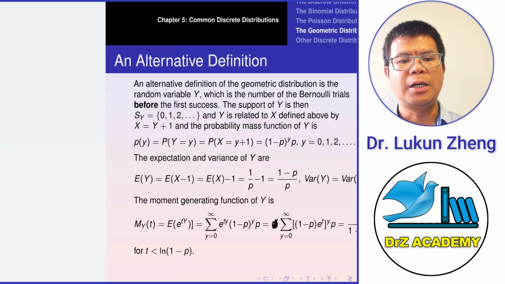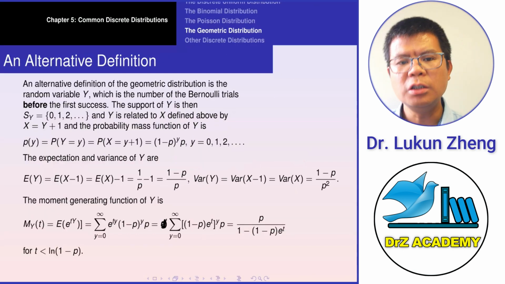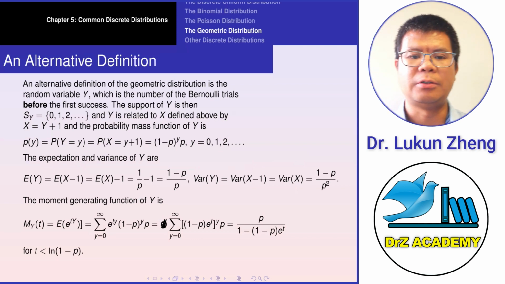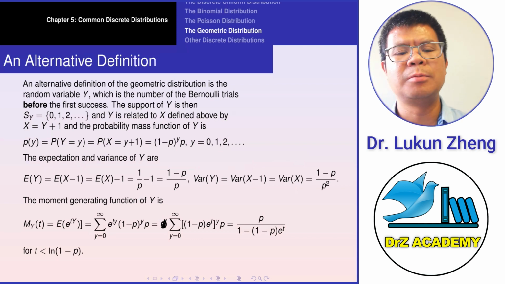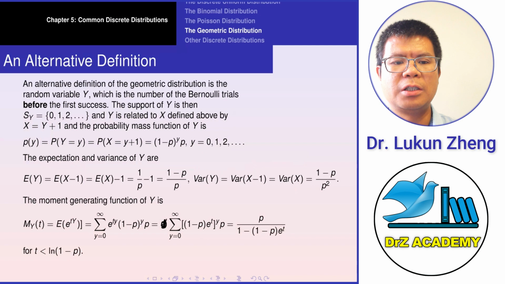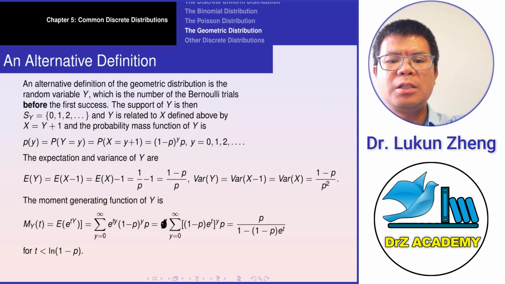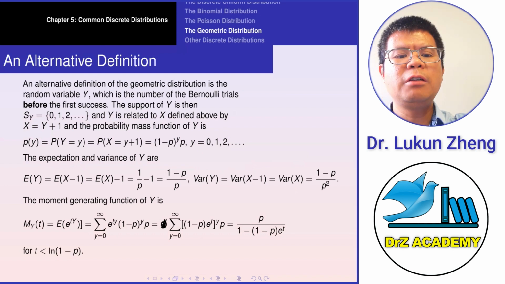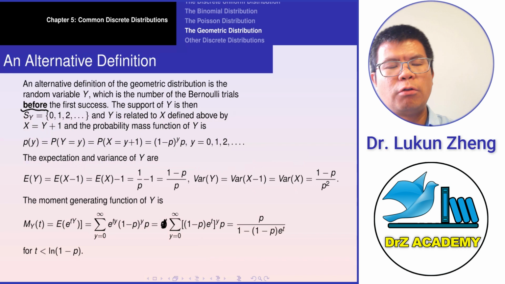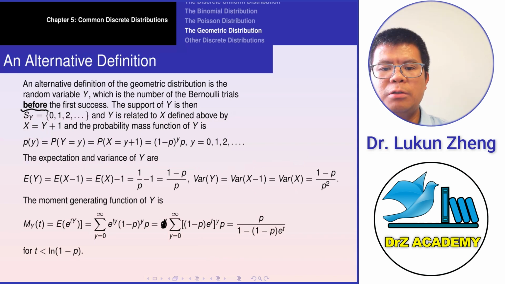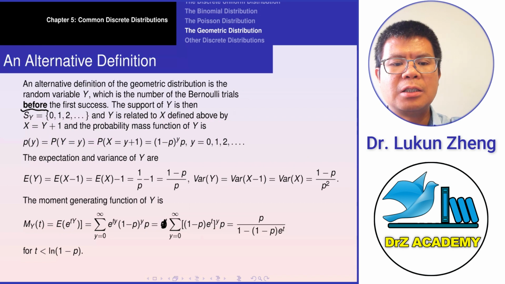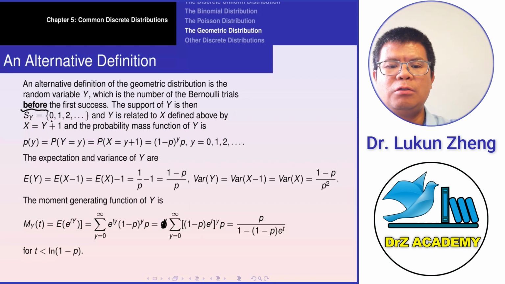Now there is an alternative definition that some textbooks use. An alternative definition of the geometric distribution is the random variable Y, which is the number of Bernoulli trials before the first success. So the support of Y now becomes 0, 1, 2, 3, up to infinity.